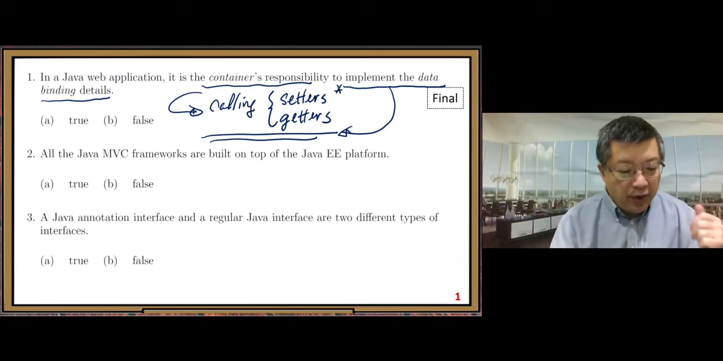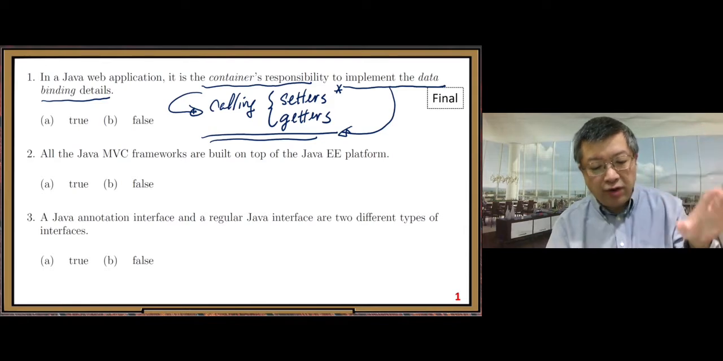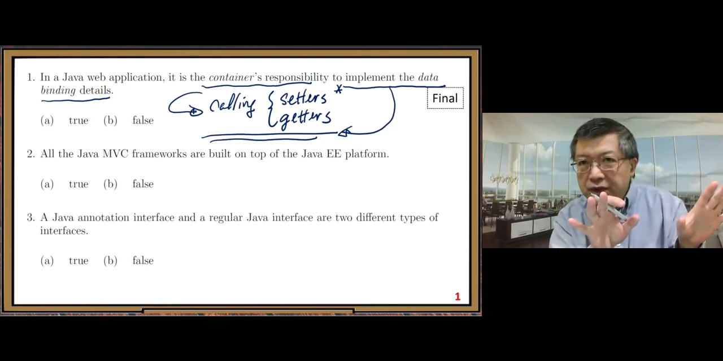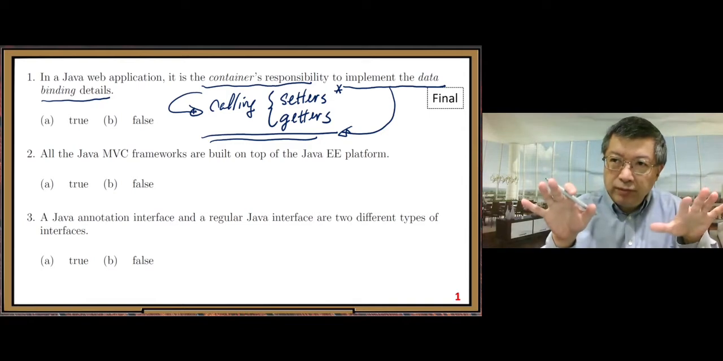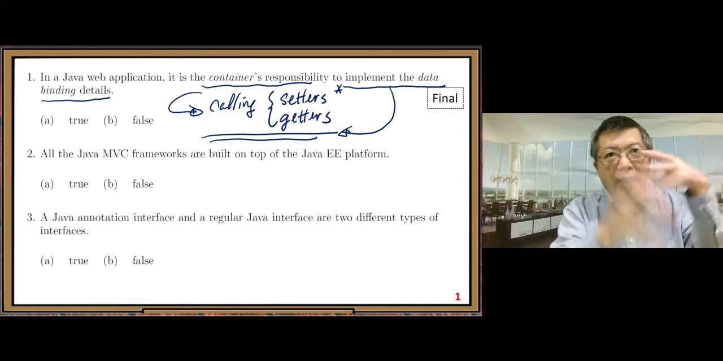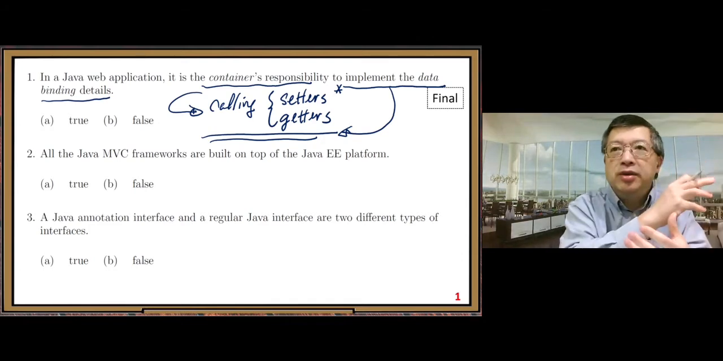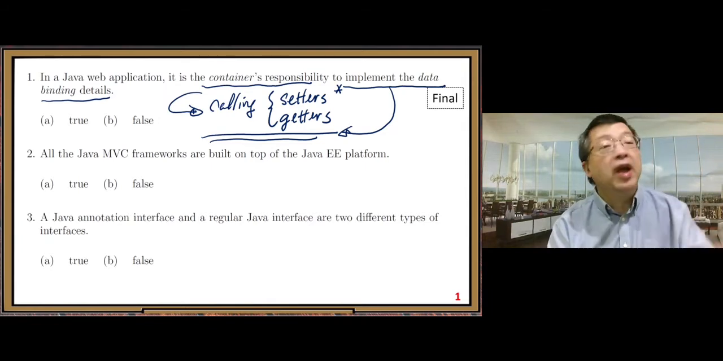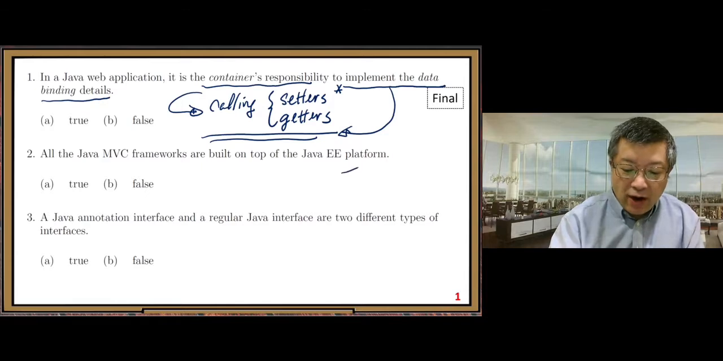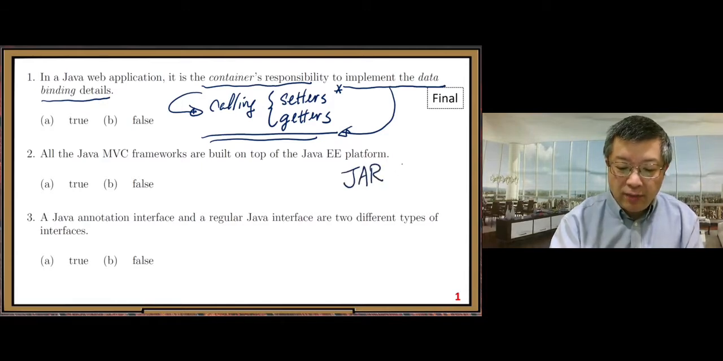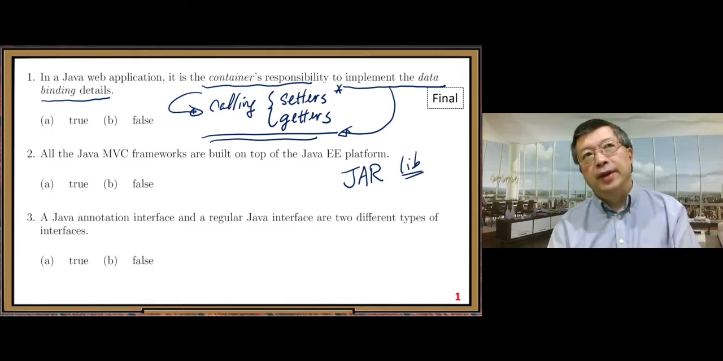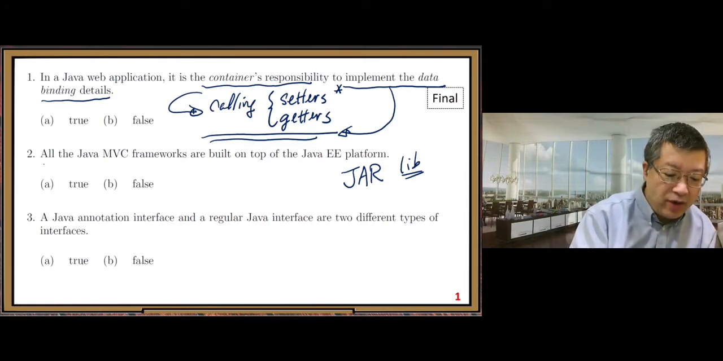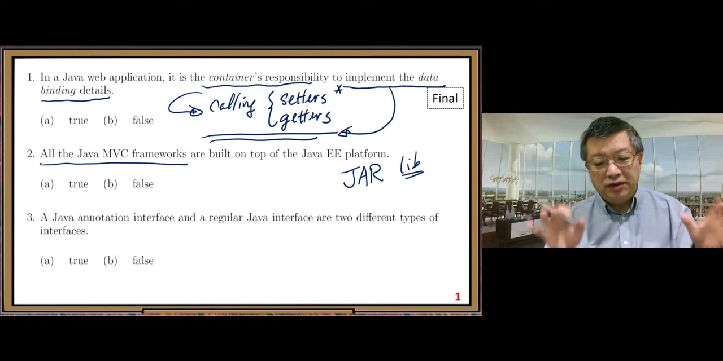The first question. Second question: all the Java MVC frameworks are built on top of Java EE platform. So now start from scratch. There is a bottom Java EE platform. On top of it, then any Java MVC framework, we can use the Spring MVC way. You know the Spring MVC way, right? So using the JAR library files. That way, all Java MVC frameworks are built on Java EE platform.